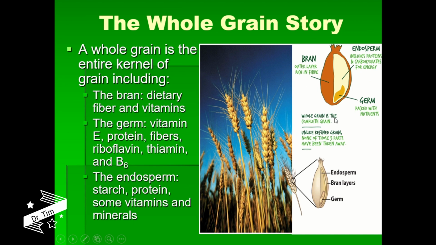Okay, this diagram shows you the whole grain story. The whole grain consists of endosperm, germ, and bran. The bran, the outer layer of the whole grain, contains fiber and vitamins, whereas the germ, the inner part of the whole grain, is packed with nutrients, for example vitamin E, protein, fibers, riboflavin, thiamine, and B6. The endosperm, the inner part of the whole grain, contains starch, protein, some vitamins, and minerals.